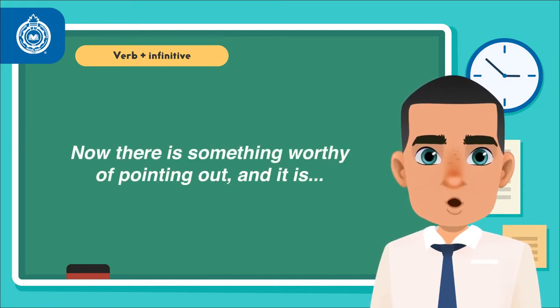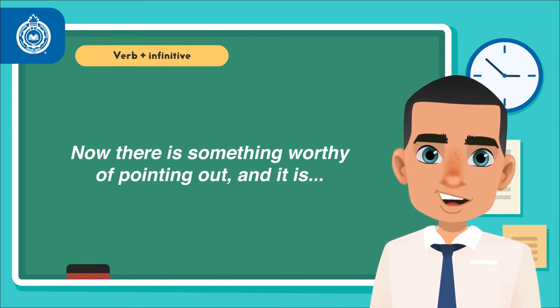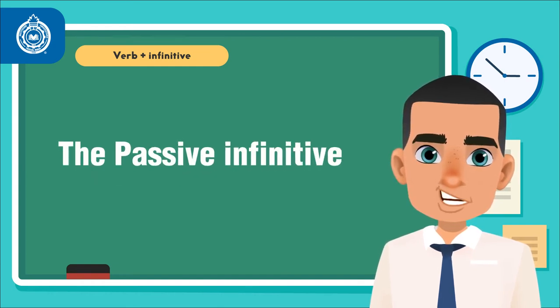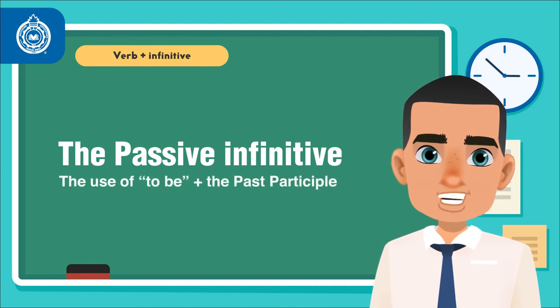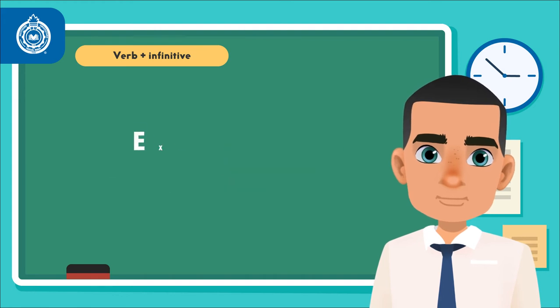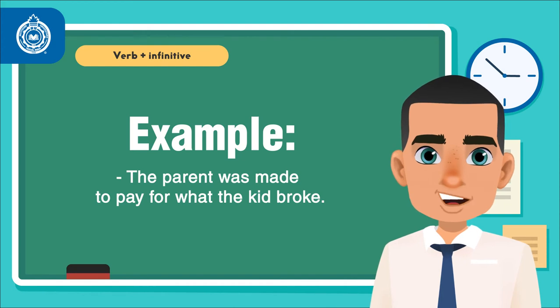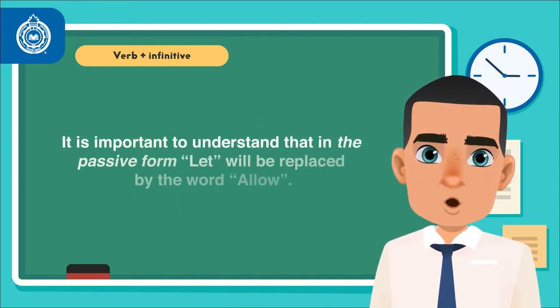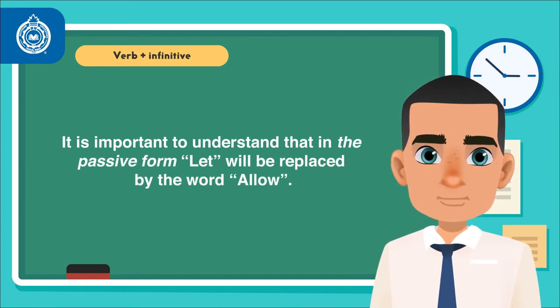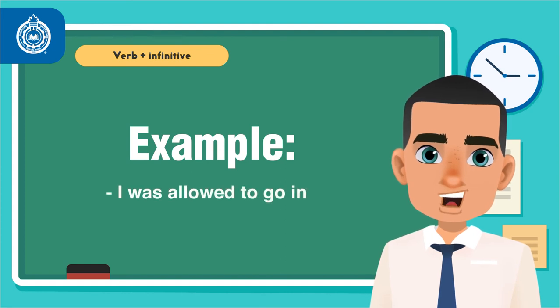Now, there is something worthy of pointing out, and it is the passive infinitive. This is when we are talking about the use of to be plus the past participle. For example, the parent was made to pay for what the kid broke. It is important to understand that in the passive form, let will be replaced by the word allow. For example, I was allowed to go in.